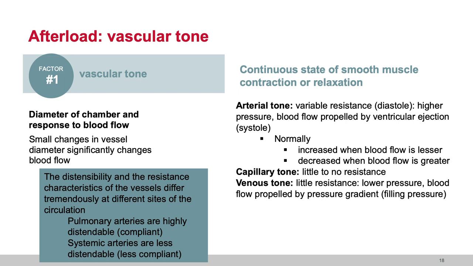Now, I want to remind you that pulmonary arteries by nature are very compliant. They're highly distendable. They take a big bolus of blood in really short vessels. So they've got to accept a lot of volume and they're quite compliant. Systemic arteries are much less compliant. They have much more resistance to the LV ejection because they have a lot more responsibility.